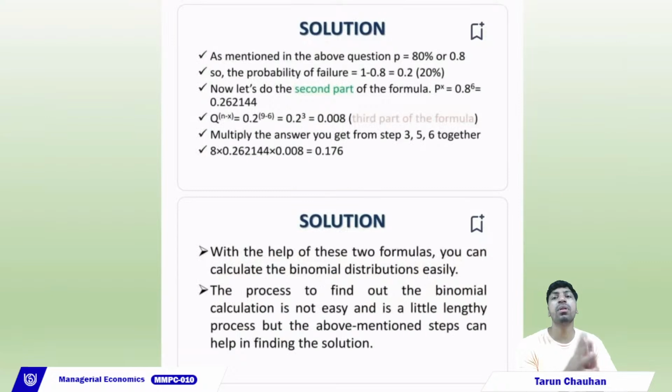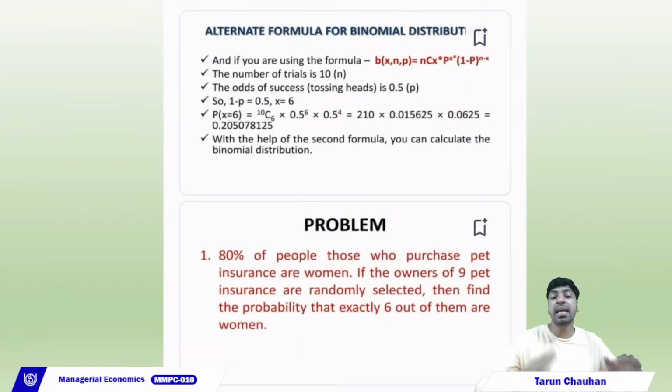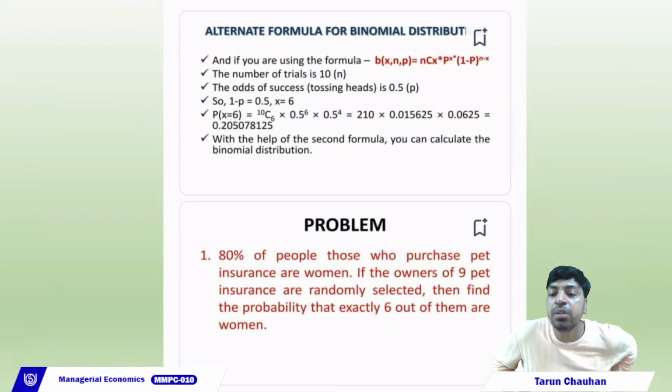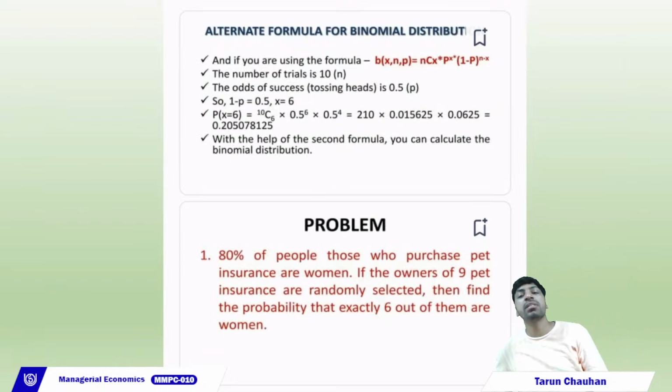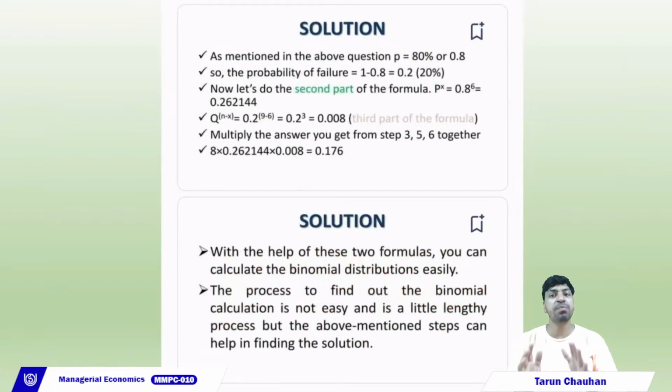80% of the people who purchased pet insurance are women. So in this question, p is already given to you, that is 80%, which is 0.80. It means there is an 80% chance that the people who have purchased pet insurance are women. So p over here is 0.8. Now you can easily calculate q. What is the formula of q? That is 1 minus p, which is 1 minus 0.8. That means 20% is the failure.